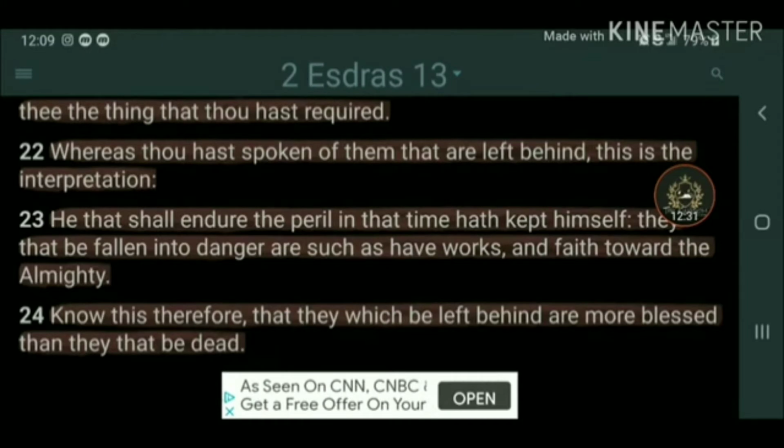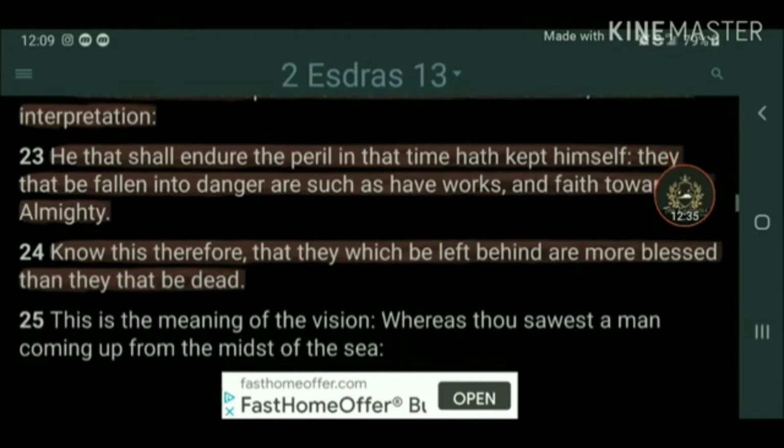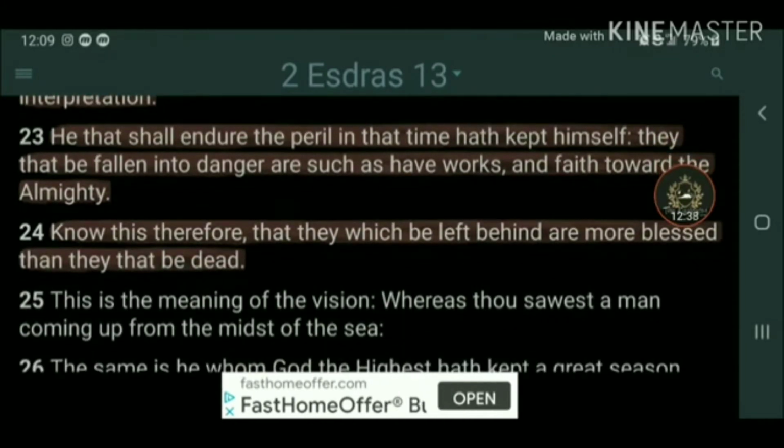So these are the people that are left behind. He that shall endure the peril in the time hath kept himself.